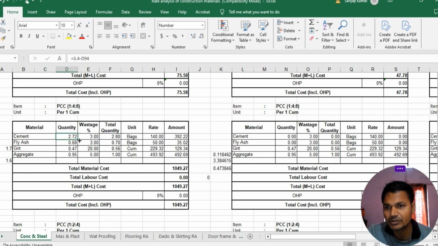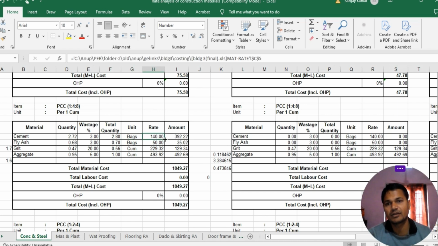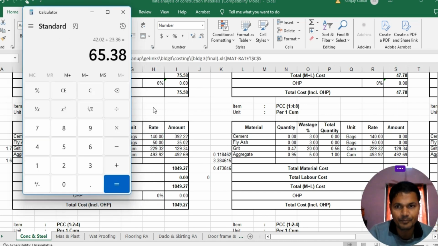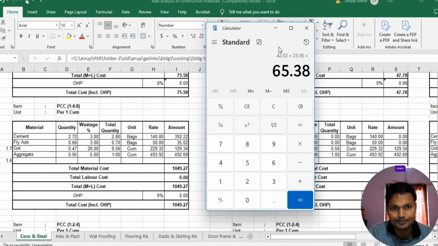How much quantity of cement will be used? 2.72, and the wastage percentage you will use is 3%. The total quantity is 2.80, and the cement unit is always bags. So bags, and the rate is 140. So let's multiply and see how much it comes to.